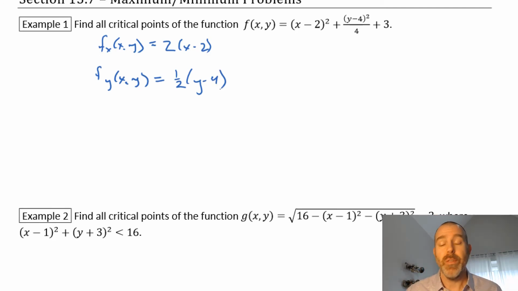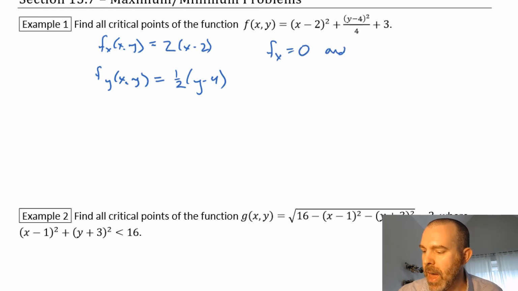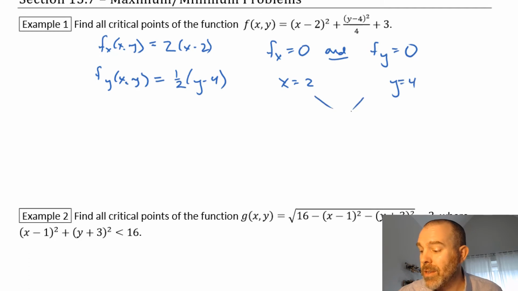We're going to set both of those equal to 0. We need the partial derivative with respect to x equal to 0, and we also need the partial derivative with respect to y equal to 0. So that means we need x equal to 2, and we need y equal to 4. So that means our critical point is the point (2, 4).